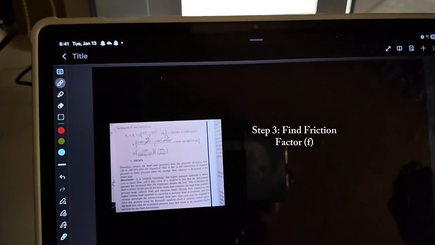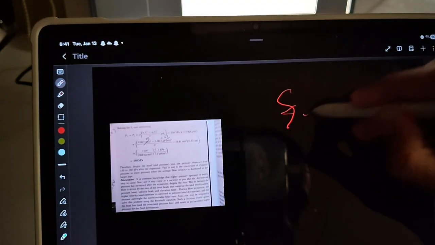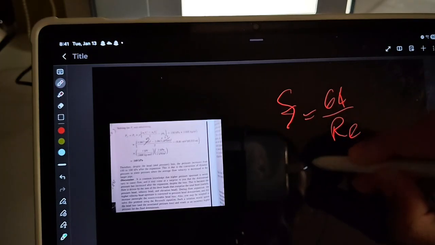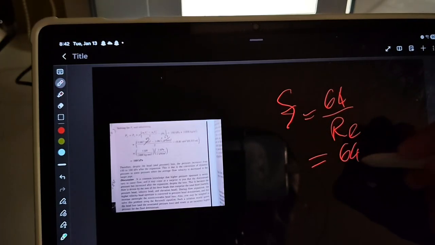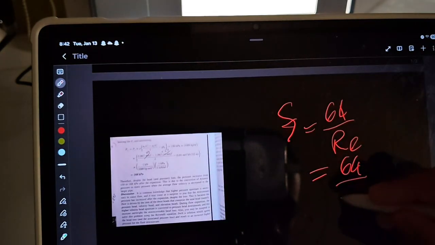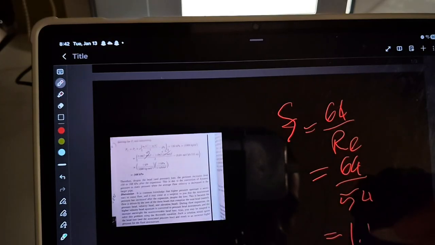Next, we would like to find a friction factor for laminar flow. The equation is F equal to 64 per Reynolds. So we substitute the Reynolds value, which is 54, and we will get 1.19.